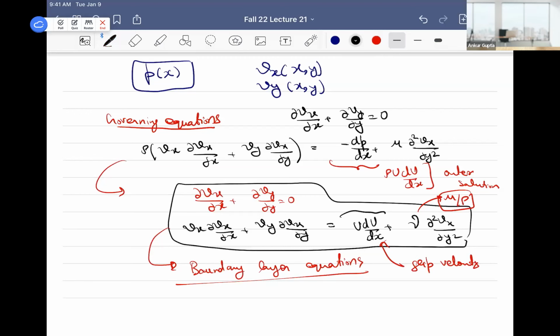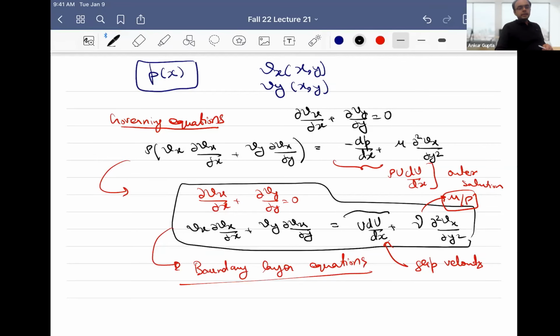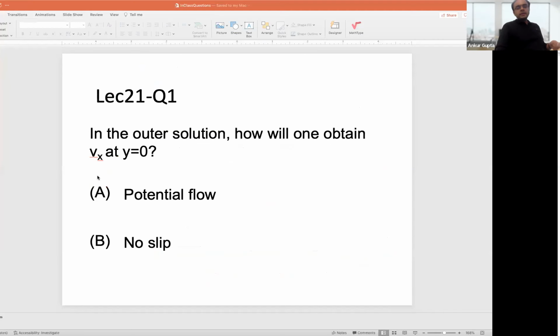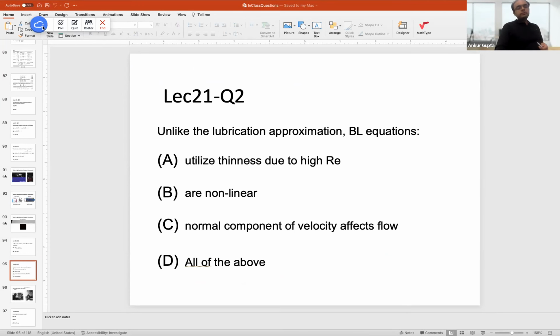All right. Now, the question was, is this lubrication? In lubrication, you would not have u du/dx. You would just leave it at minus dp/dx plus mu d²u/dy². The left hand side would not be there, right? So from that perspective, let's take a quick question from the polls. Unlike the lubrication approximation, what is true for boundary layer equations?